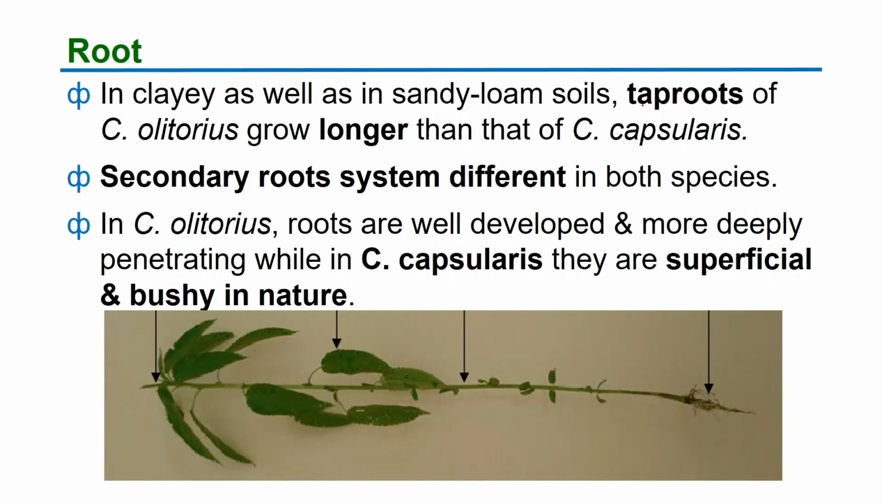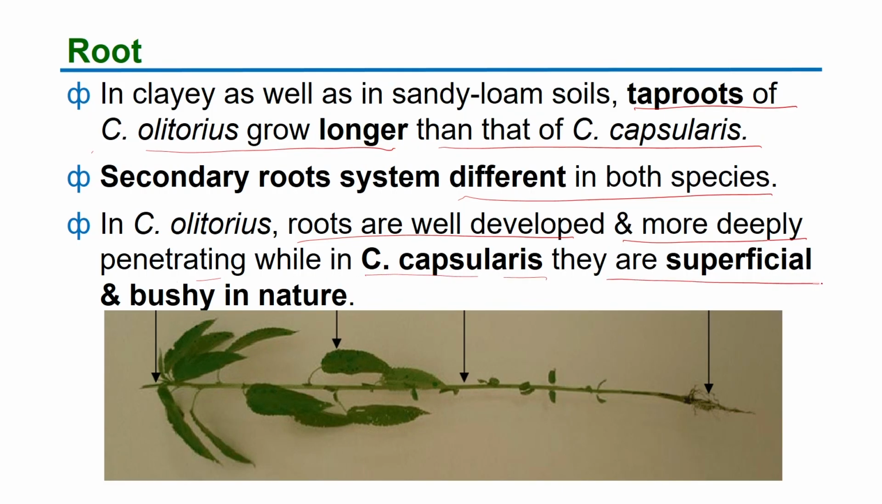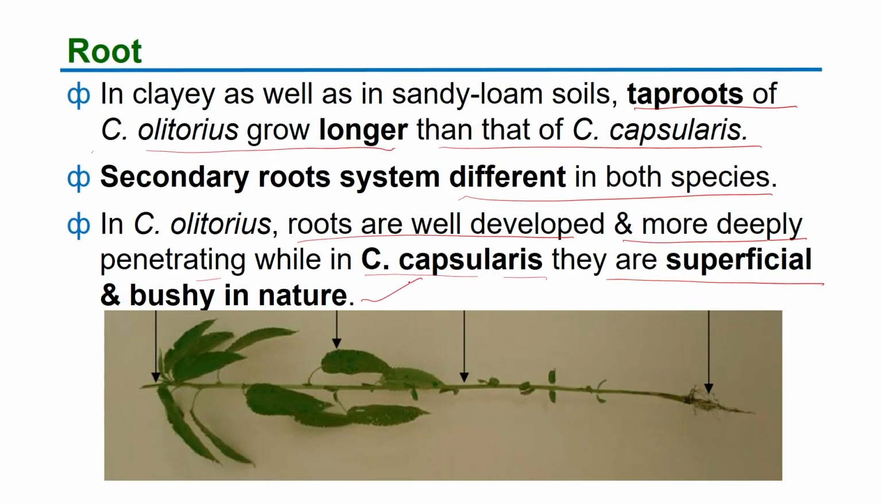Rooting in clayey as well as in sandy loam soils, tap roots of Corchorus olitorius grow longer than those of capsularis. Means capsularis roots are shorter and olitorius roots are longer or deeper. Secondary root system is different in both the species. In Corchorus olitorius, roots are well developed and more deeply penetrating, while in Corchorus capsularis they are superficial, means they are on the surface region and bushy in nature. So this is a clear-cut distinction between the root systems of 2 different species of jute.